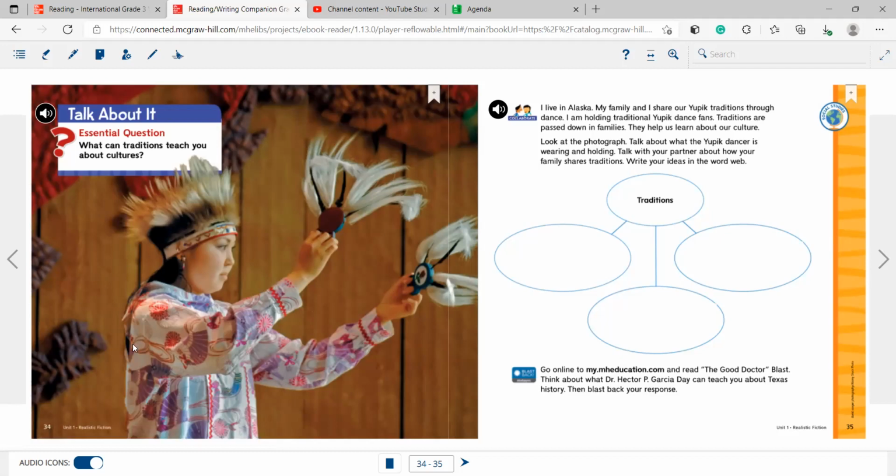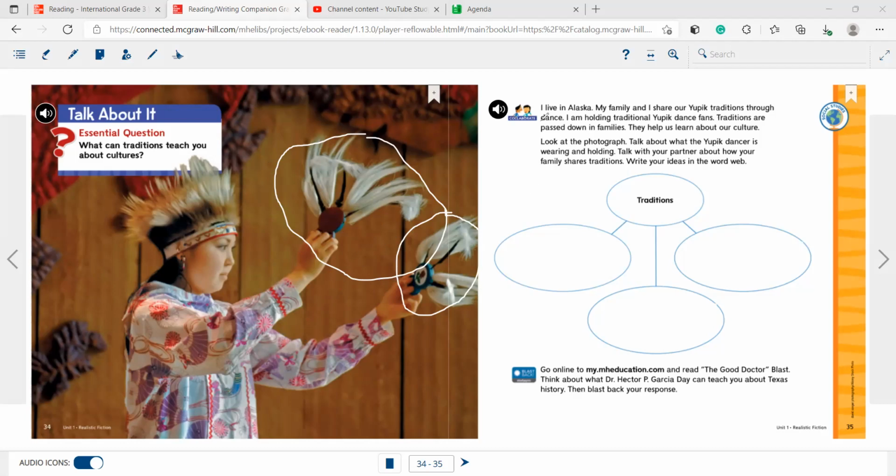So if you look at this picture on the left side, on my left side, you can see that this girl is from Alaska. So she's sharing one of the traditions, holding the Yupik dance fans. These are the Yupik dance fans. I'm going to circle them so you can see them clearly. They use them while dancing. They help us learn about our culture. As you can see, the way she dresses and the two fans she's holding help tell about her culture.